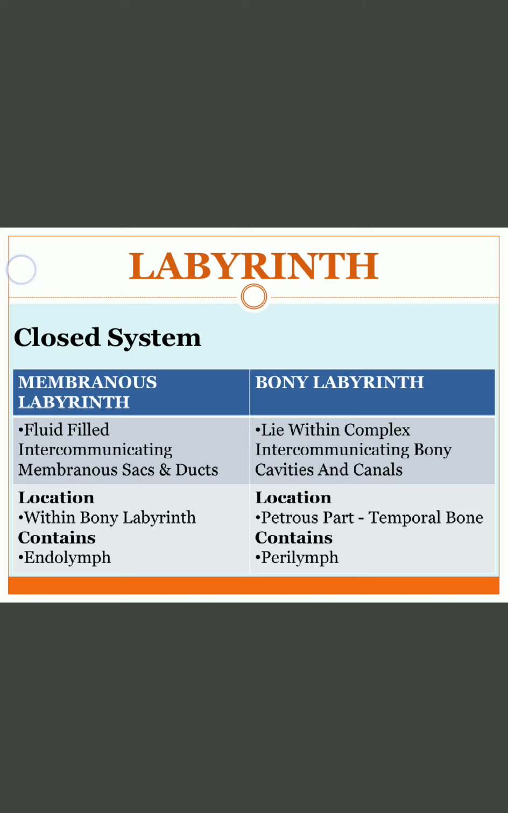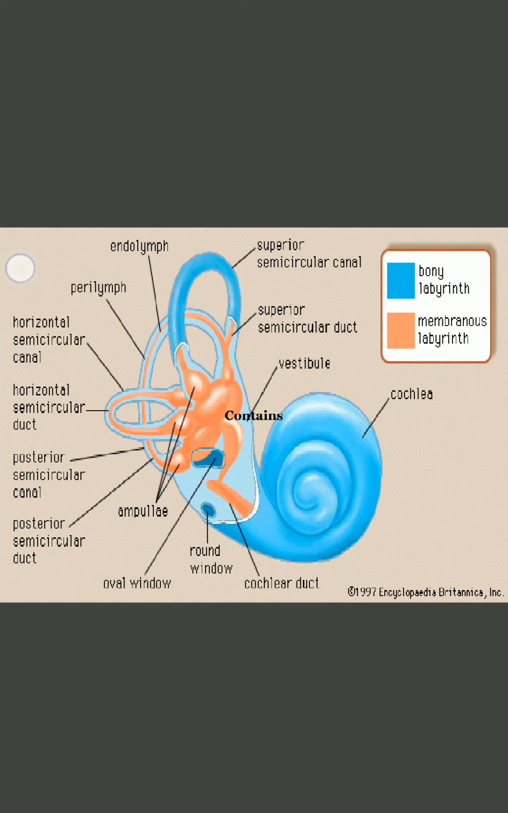It has two parts, the membranous labyrinth and the bony labyrinth. Membranous labyrinth is fluid-filled intercommunicating membranous sacs and ducts which lie within the complex intercommunicating bony cavities and canals. Membranous labyrinth contains endolymph and the bony labyrinth contains perilymph, and it is present in the petrous part of the temporal bone.